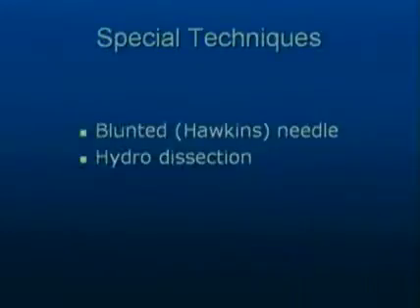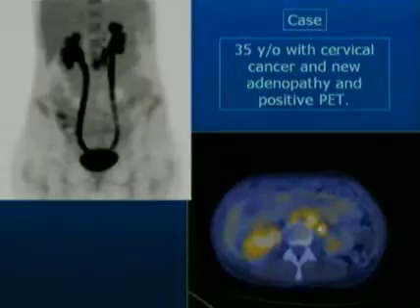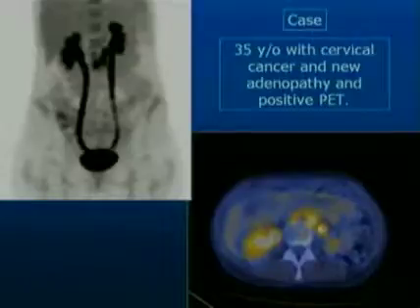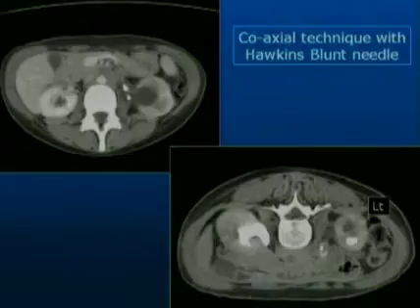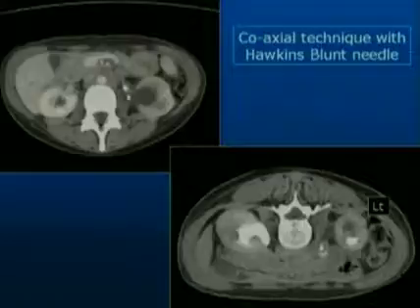I'm going to show you two special techniques, not specifically utilized with ultrasound, but with CT: use of a blunted needle and use of hydrodissection. Here's a case of a 35-year-old female with cancer, and there were two hot areas identified on PET in the peri-aortic region on the left-hand side. CT on the left, and then we put her in the prone position, and left is over to your right.